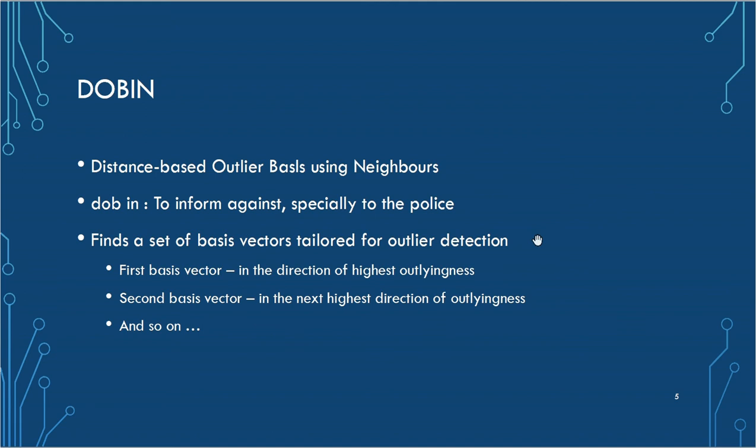So DOBIN is a distance-based outlier basis using neighbors. And what we do in DOBIN is we find a set of basis vectors tailored for outlier detection. The way we find it is that the first basis vector is in the direction of the highest outlierness. The second basis vector is in the second highest direction of outlierness, and so on.